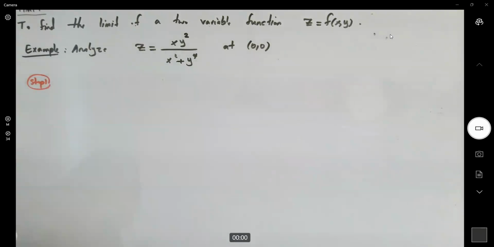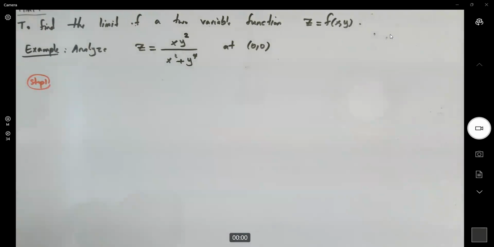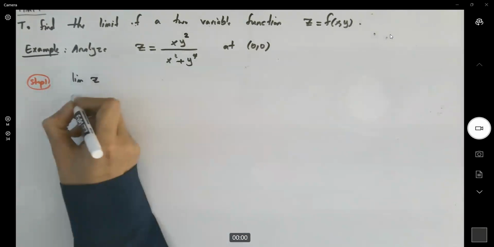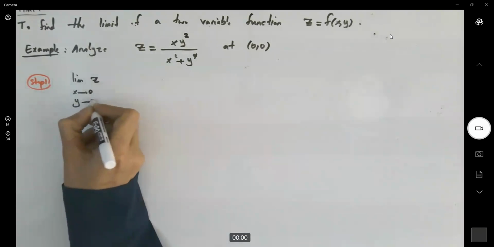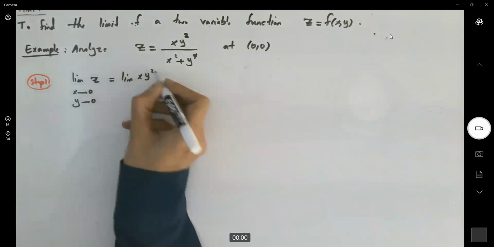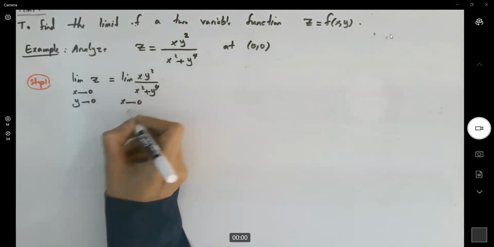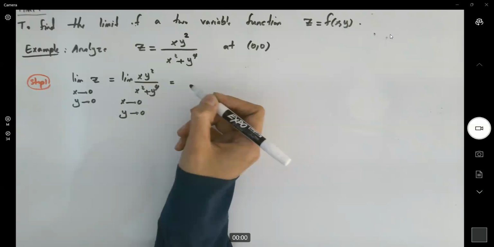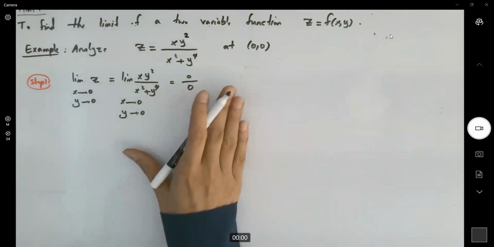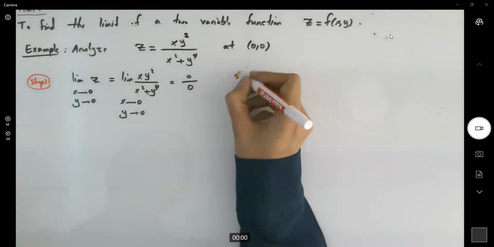Step 1, first plug in. Maybe you're lucky, you get a nice number. The limit of z as x goes to 0, y goes to 0 is the limit of x y squared divided by x squared plus y to the fourth. Well, this is 0 over 0, an indeterminate form. It doesn't give me any useful information. So let us move on to step 2.